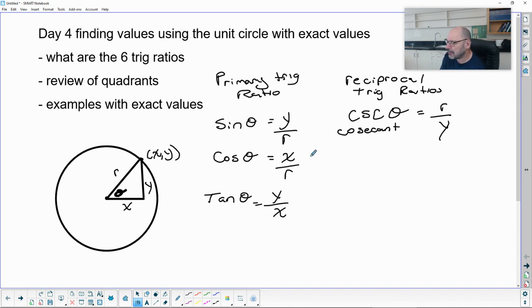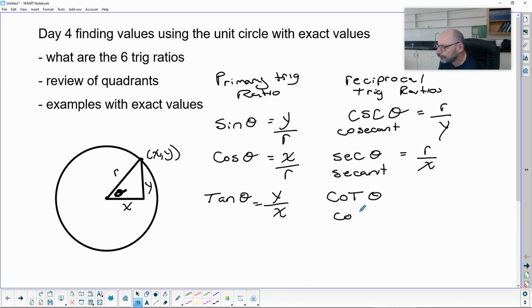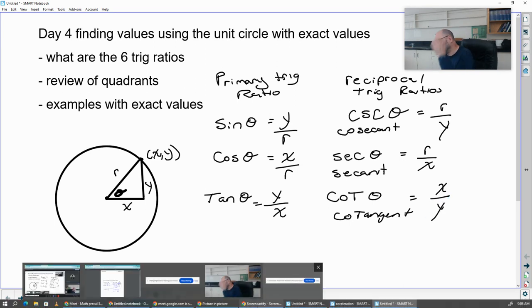And with cosine, you get secant, and it's basically r over x. And with tangent, you get cotangent, which is flipping over tangent. Cotangent is x over y. So there's our six trig ratios that we use.